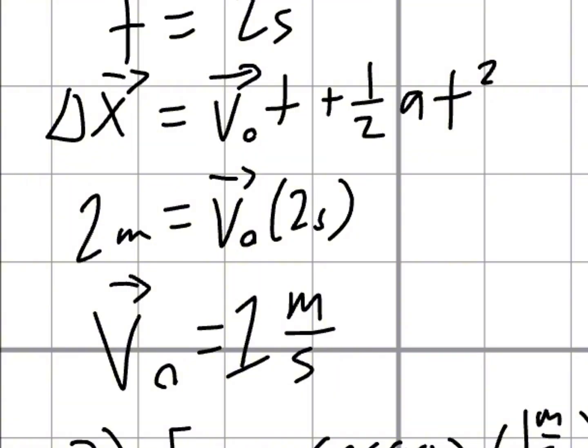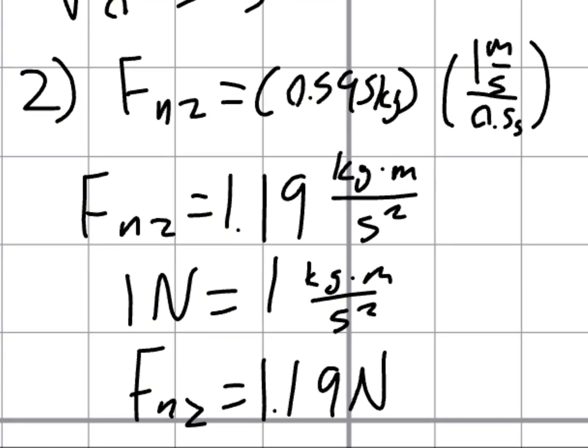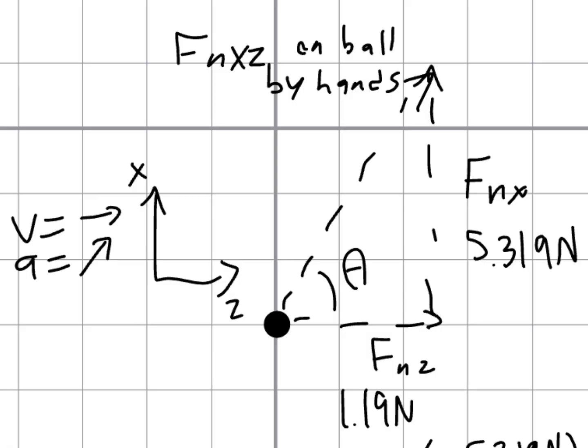Since I chose nice numbers earlier with the restriction, substituting all values and solving for initial velocity yields exactly 1 meter per second. Now I'm going to steal the z-axis equation from earlier and plug in the initial velocity that we needed. With this value, we can now multiply everything out to get a z-axis component of 1.19 newtons.